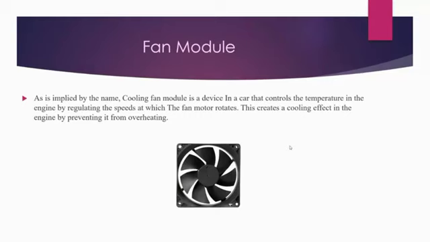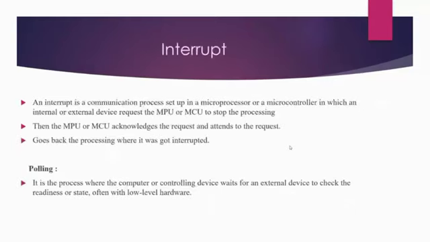Interrupt. An interrupt is a communication process set up in a microprocessor or a microcontroller in which an internal or external device requests the MPU or MCU to stop the processing. Then the MPU or MCU acknowledges the request and attends to the request. Then it goes back to the processing where it was interrupted.